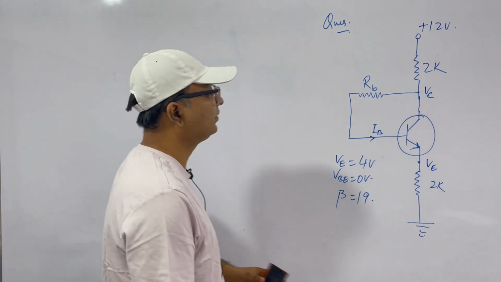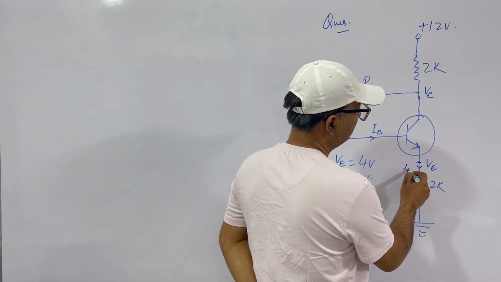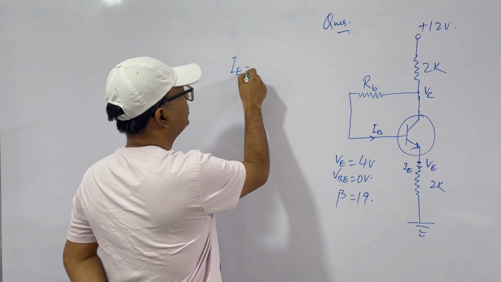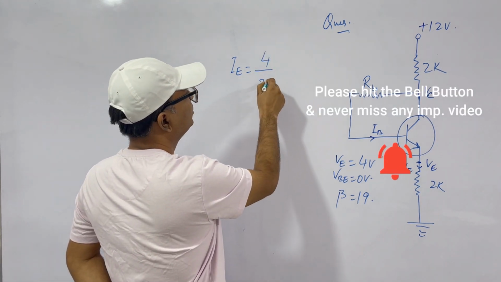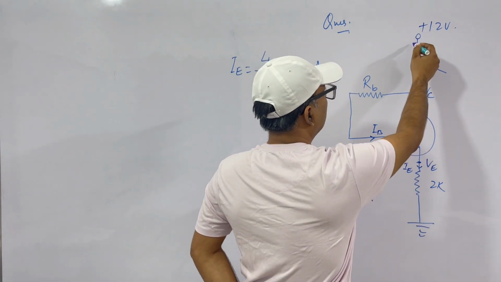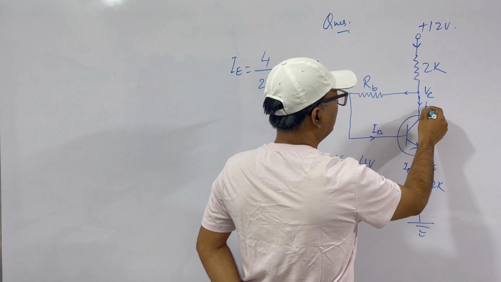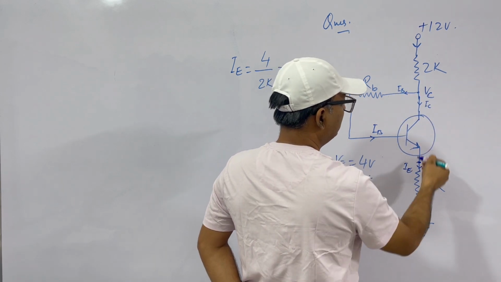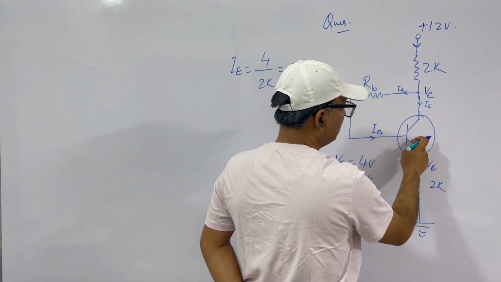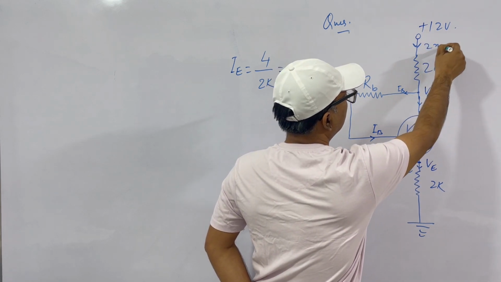What is RB? How will we find it? See, if VE is this, what is this current? IE is VE minus 0 by 2. Therefore, we have IE is equal to 4 volts by 2 kilo ohms, that is 2 milliampere. So this current is 2 milliamperes. Now this current breaks into two parts, IC and IB, and then this becomes IE. So essentially this current is equal to this current because IB plus IC is IE. And this is also IB plus IC, so this is also 2 milliampere.